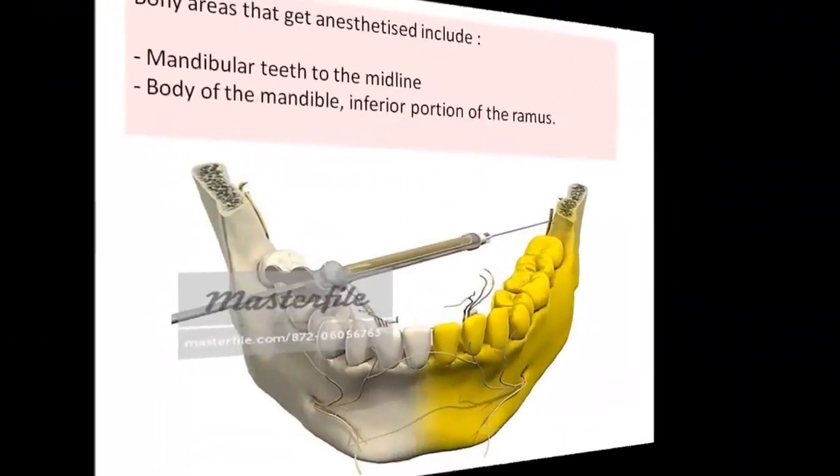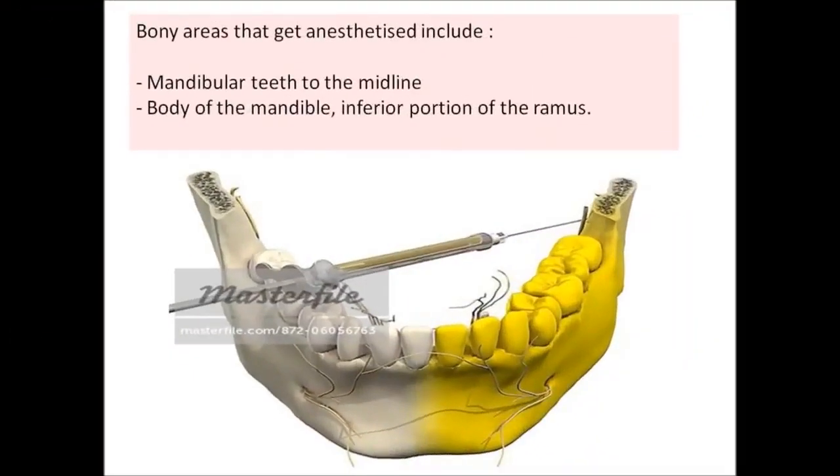To understand the distribution of anesthesia produced by the inferior alveolar nerve block, it is easier to understand it in terms of bony areas and soft tissue parts. Bony areas that get anesthetized include mandibular teeth to the midline, body of the mandible, as well as the inferior portion of the ramus.